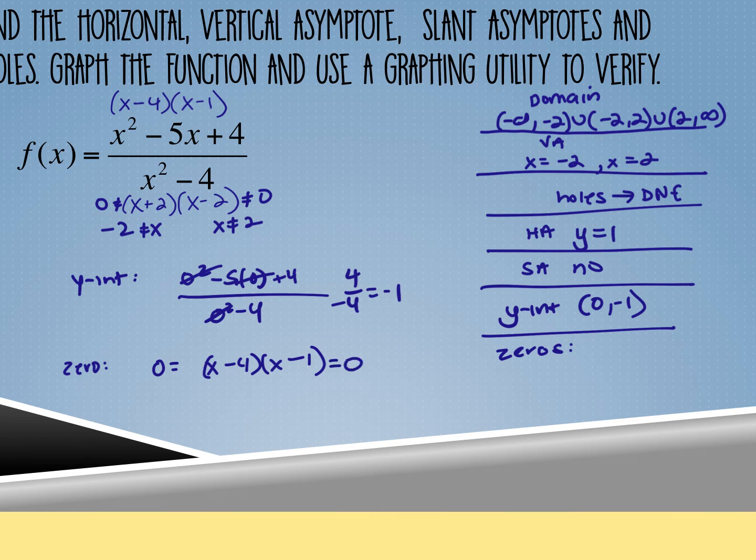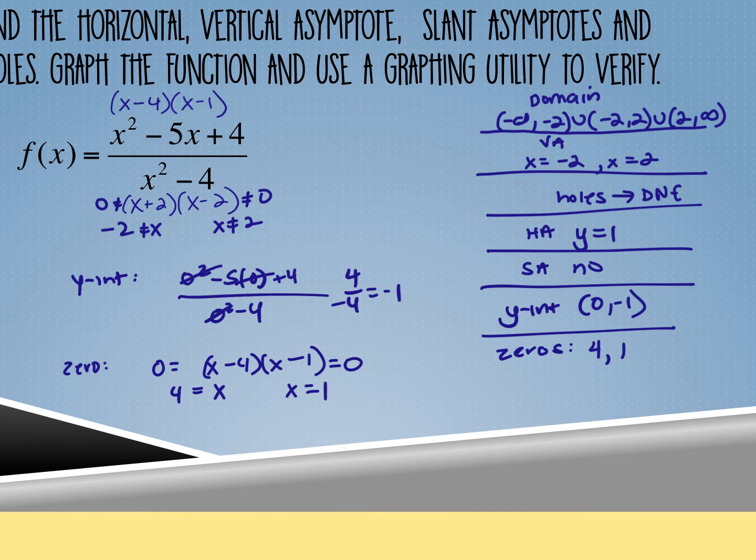Split and solve, and I get 2 answers. X is 4 and x is 1. So again, remember zeros we list. If it had said X-intercepts, I would put it in coordinate point form. Still good?